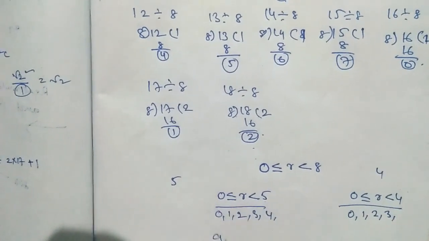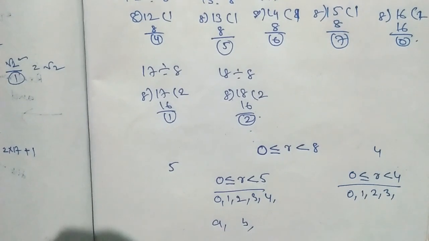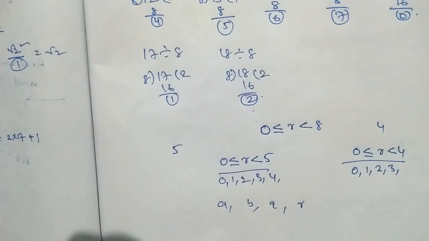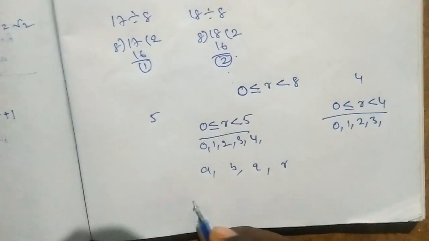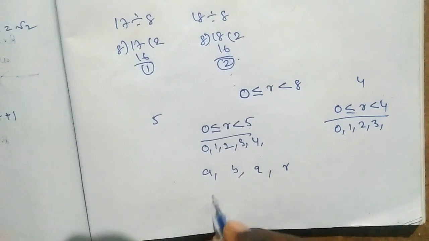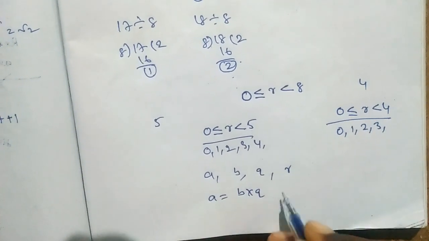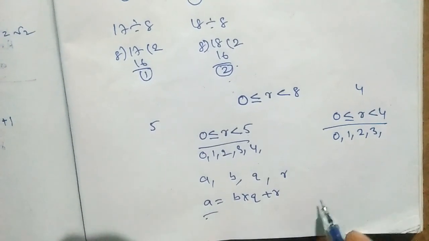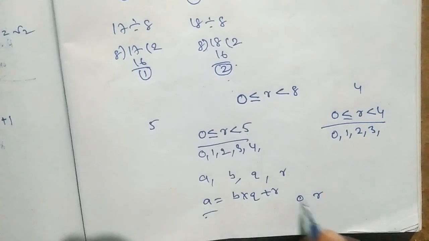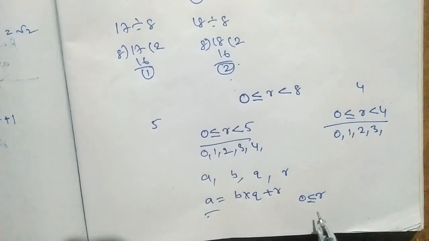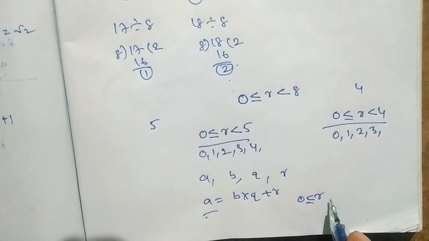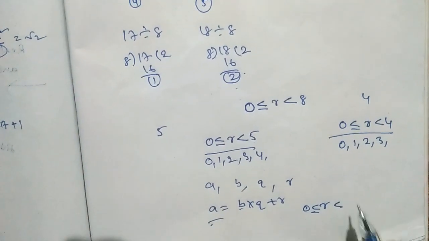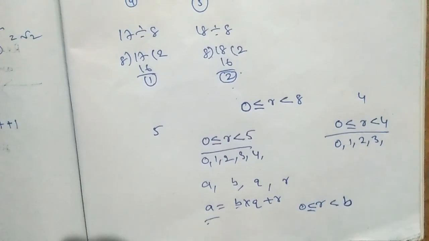Suppose A is a dividend, B is a divisor, Q is a quotient, and R is a remainder. I can write, as per the division algorithm, A is equal to B into Q plus R. Here, the remainder satisfies 0 less than or equal to R, and less than the divisor. What is the divisor? It's B.